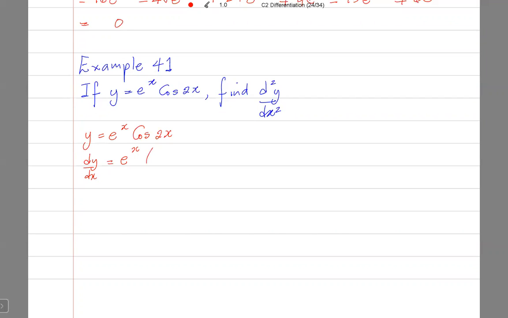When you differentiate cos, you get minus sine. So this is minus sine 2x. Then we have to multiply by the differential of the inside function, which is 2. All right. So that's leave the first, differentiate the second, plus differentiate the first, e to the x, leave the second, cos 2x. All right. So dy by dx would be equal to minus 2 e to the x sine 2x plus e to the x, the cosine of 2x.